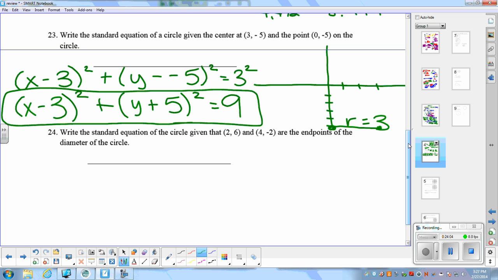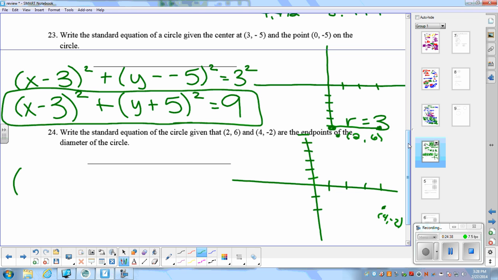All right. So the next one, we have to write the standard equation of the circle given that 2, 6, and 4, negative 2 are the endpoints of the diameter. So I draw my makeshift grid. Remember, you guys can ask for graph paper. We all have some. Here's my point 2, 6. Here's my point 4, negative 2.